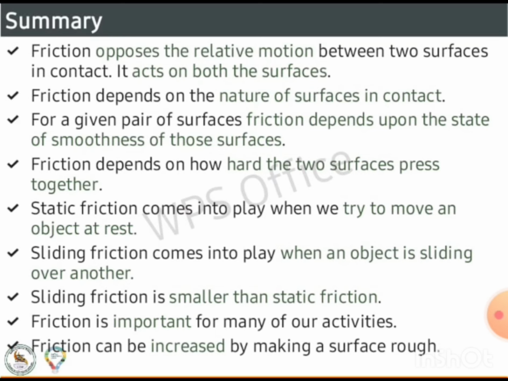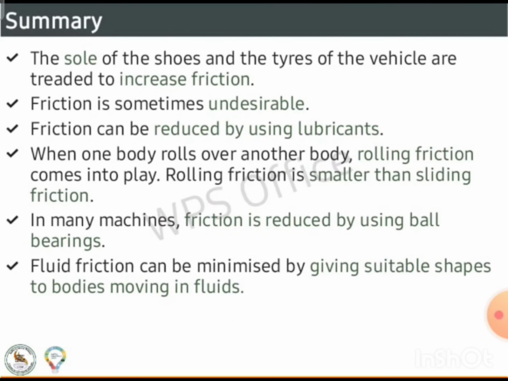Friction is important for many of our activities. Friction can be increased by making a surface rough. The soles of shoes and the tyres of vehicles are treaded to increase friction. Friction is sometimes undesirable. Friction can be reduced by using lubricants. When one body rolls over another body, rolling friction comes into play. Rolling friction is smaller than sliding friction. In many machines, friction is reduced by using ball bearings. Fluid friction can be minimized by giving suitable shapes to bodies moving in fluids.